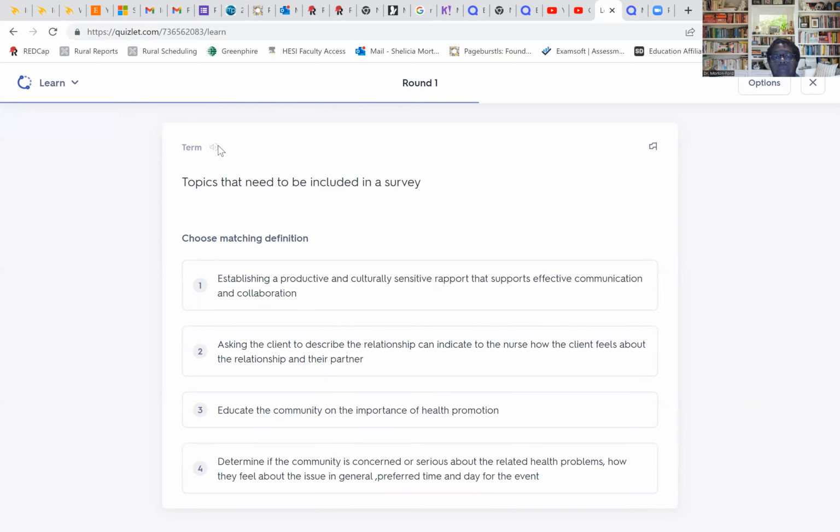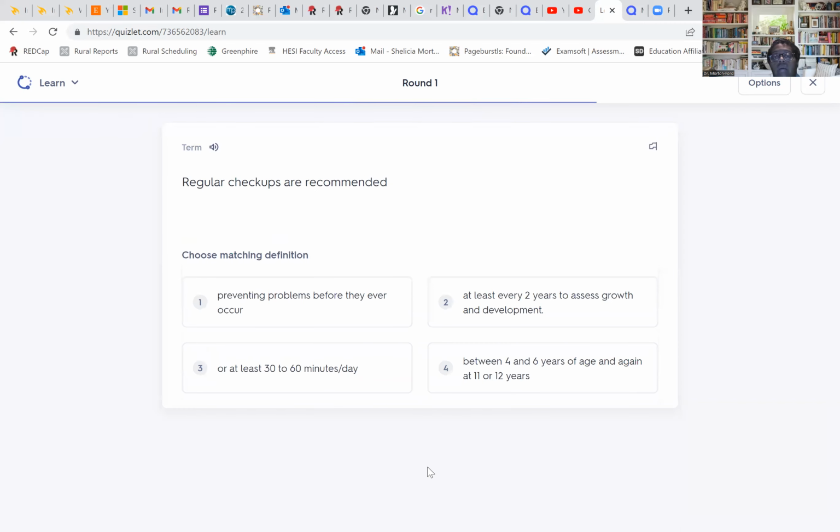Topics that need to be included in a survey. Again, you want to determine if the community is concerned or serious about the related health problem, how they feel about the issue in general, and the preferred day and time. Because if you're having things when most of the community members are away for work, then how are they going to actually participate in the community event? And again, if they don't deem the health topic serious, then more than likely they're not going to participate.